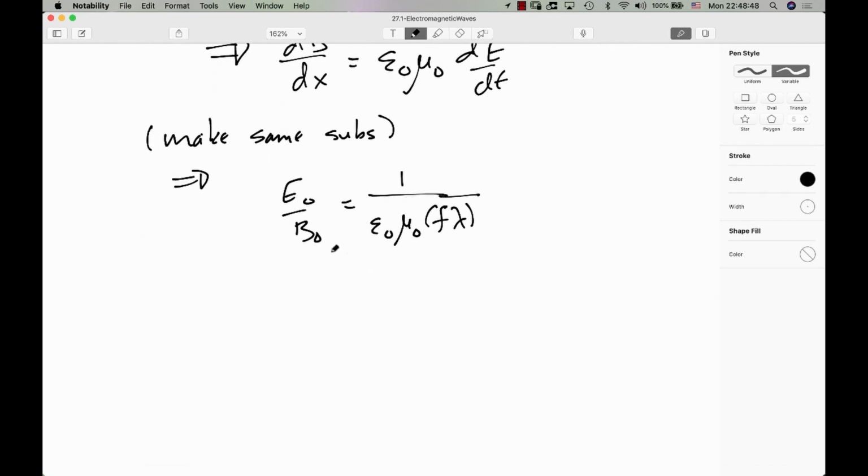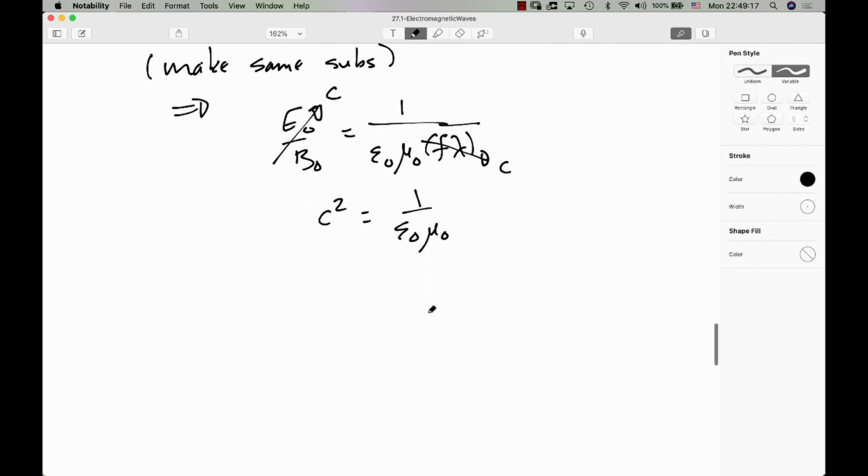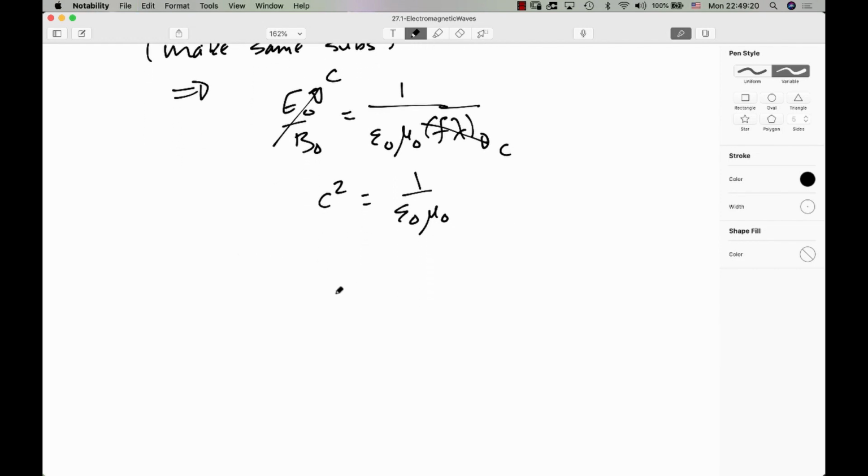But let's go and take a look at this. E naught over B naught, we worked that out. That's the speed of light. F lambda, that's a c there. F lambda, that's also the speed of light. Let's cross multiply. c squared is 1 over epsilon naught mu naught. If we go and take the square root of both sides, we get that the speed of light is equal to 1 over the square root of epsilon naught mu naught.